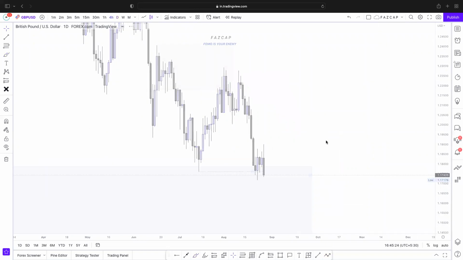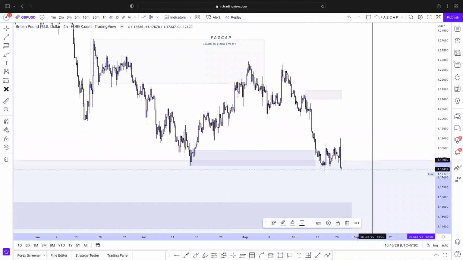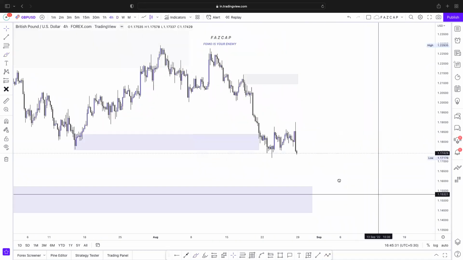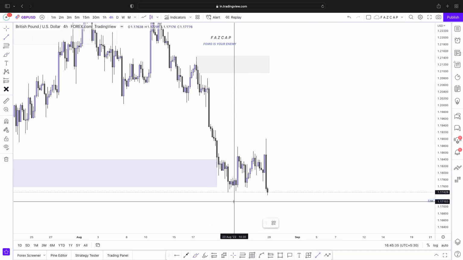Now we go to the 4 hour. What I am expecting on the 4 hour is, as I've said, that I'm still expecting this low to go right now.